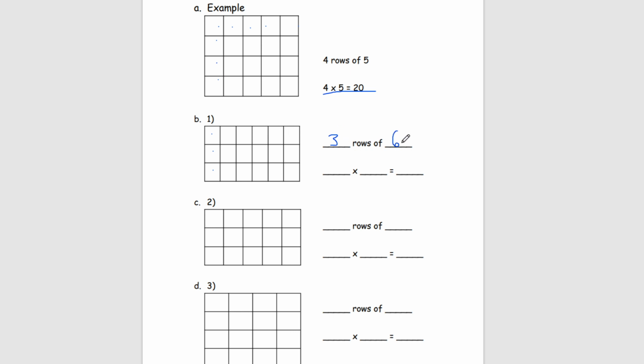So 3 rows of 6, which is basically the same thing as 3 times 6. And like we did before, we can just do 6 plus 6 plus 6. And then that gets us 18. And so our answer for number B is 18.